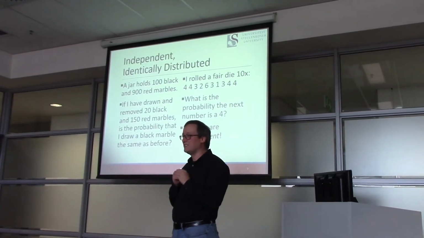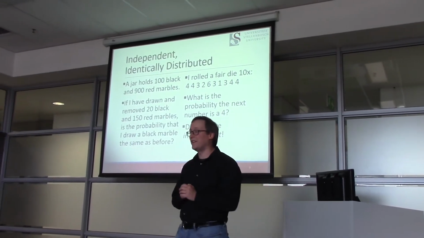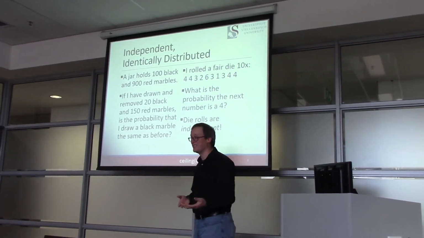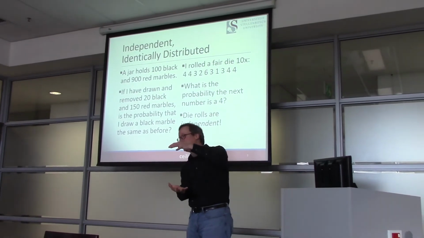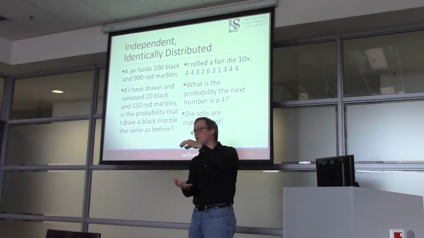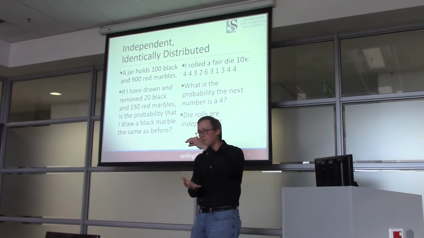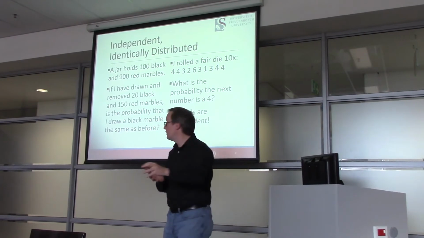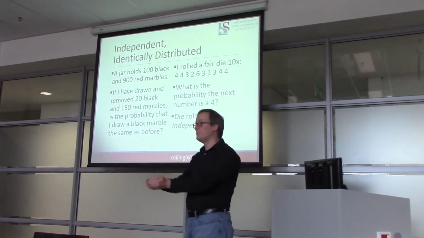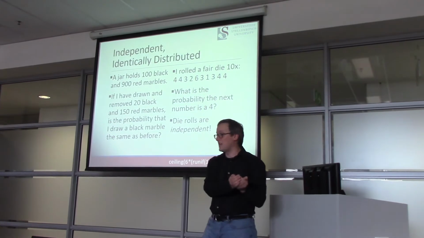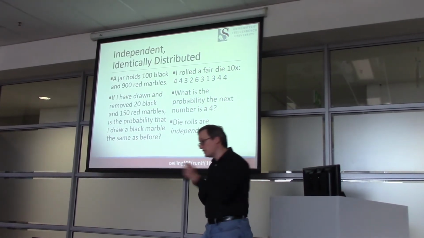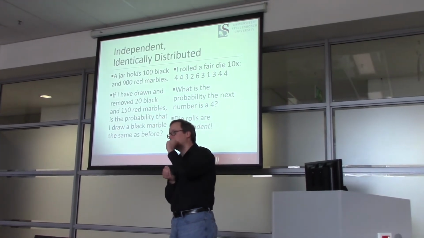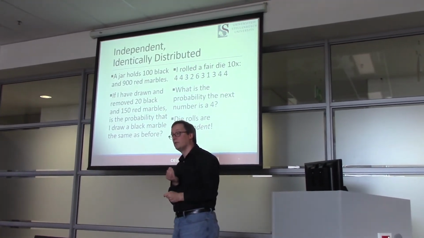Independent and identically distributed. So imagine that I actually have a jar of marbles on my desk because I love this topic, so I always have that, but I didn't bring it with me today. So imagine that Dave is holding this really large jar of marbles. It has 900 white marbles in it. It has 100 black marbles in it. All right? So let us imagine that I have drawn 20 black marbles and 150 red marbles from this jar, and I'm holding those out of the jar. Is it true that the next marble I draw from the jar has just the same probability of being a black marble as the first one I drew?